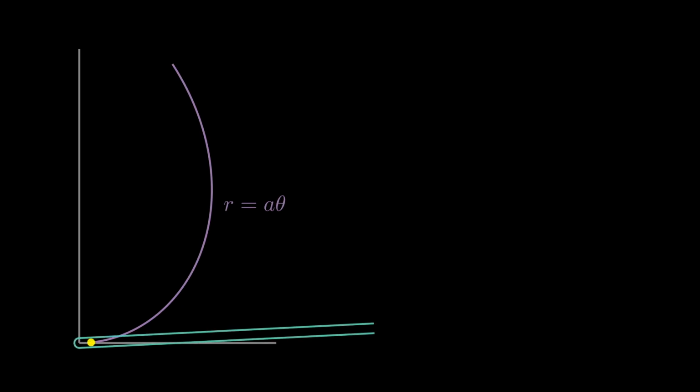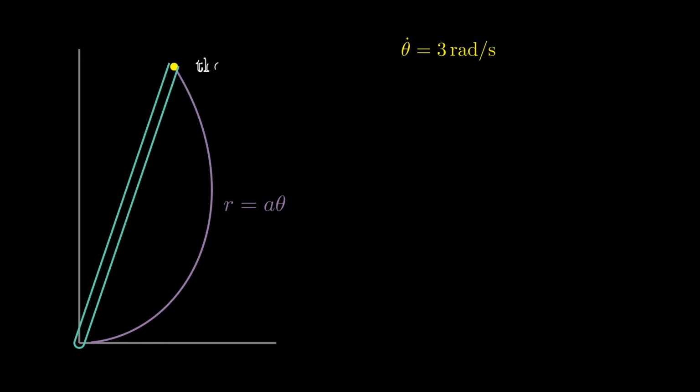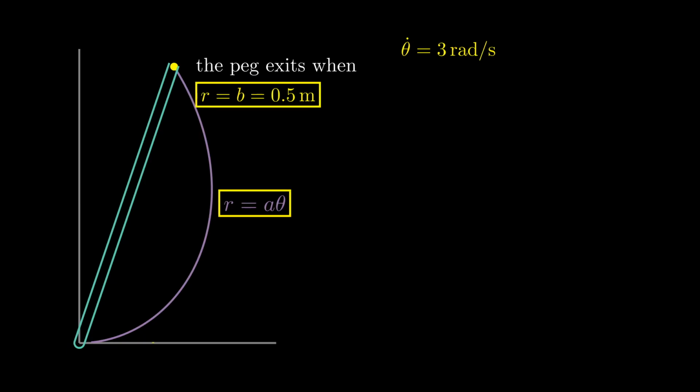Here's my reconstruction of the problem to scale. The slotted link rotates at a constant rate until it reaches this point, where the peg exits the slot. At this point, r, which is the distance from the origin to the peg, equals b, which is the length of the slotted link. This means we can substitute b in for r in the expression for the spiral guide, which tells us that the peg exits when theta equals b over a.